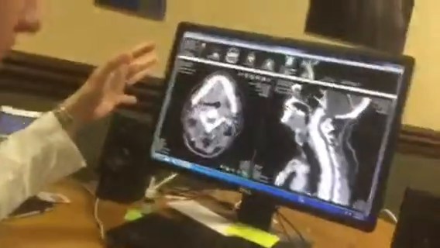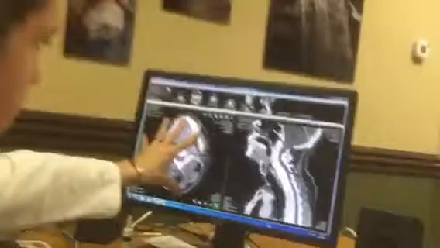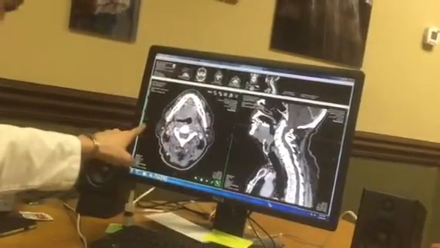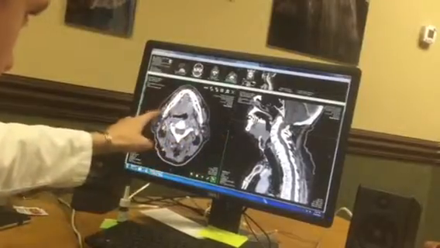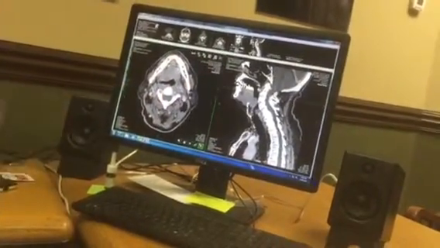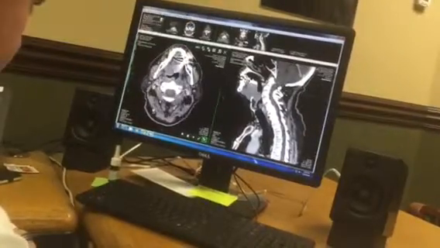The air is black, the bone is white, the soft tissue is gray. And this one here is the one I want you to look at first. We're looking from the feet towards the head, so the sides are reversed; the right is on the left and the left is on the right. Here's your jawbone. I'm going to start scrolling up.